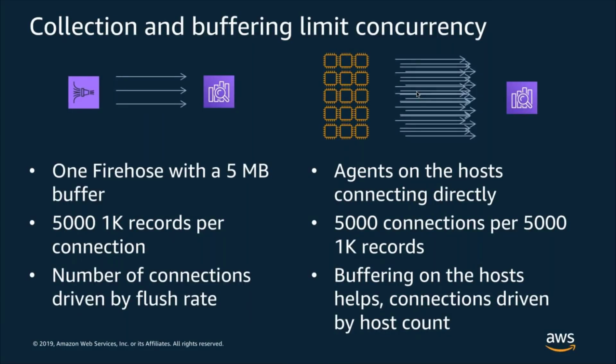As I mentioned before, the concurrency really can drive a lot of need for capacity. So if I have a Firehose with a 5 megabyte buffer and it has 5,000 1K records per connection, and I set my flush rate so that I'm basically flushing that every second, then I'll have a connection a second. Now, if I try to send all 5,000 of those records individually from each of the hosts, then I'll have 5,000 connections, and the number of shards that I need and the number of CPUs that I need to process that is 5,000 times, right? So this is, again, where the collection phase of the data flow is really important.